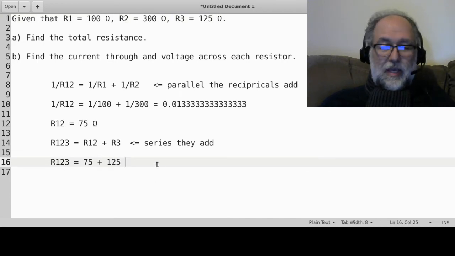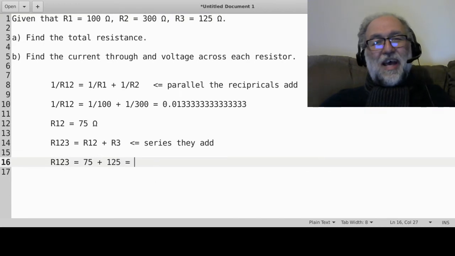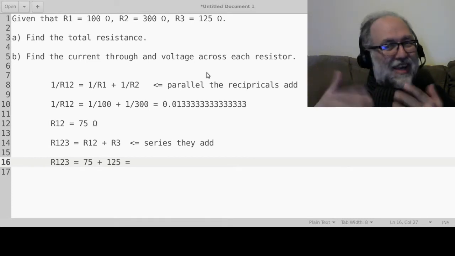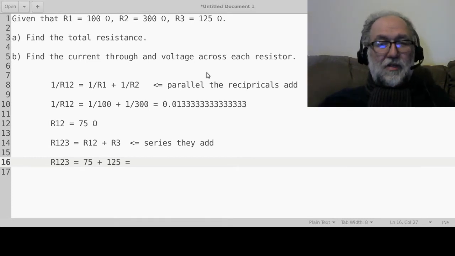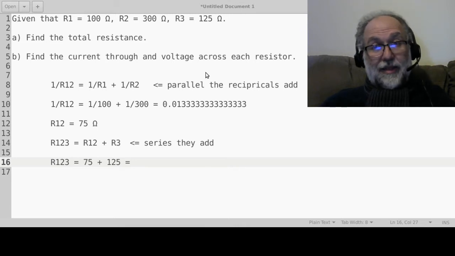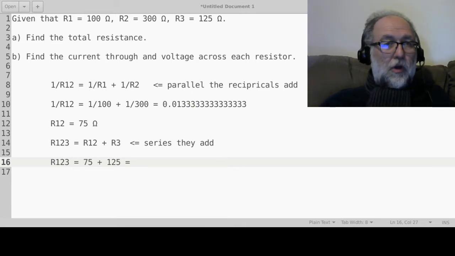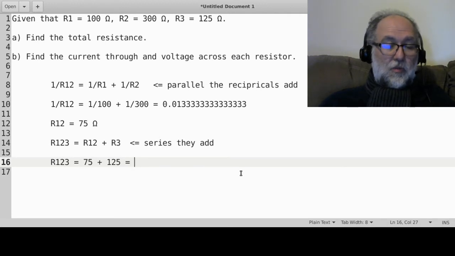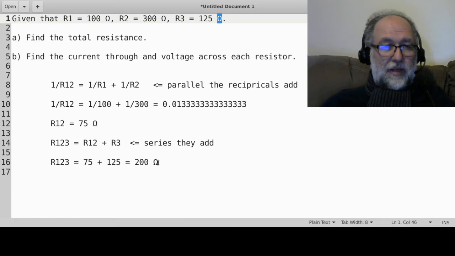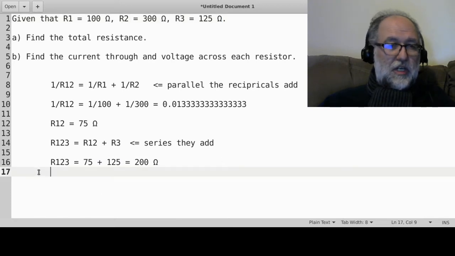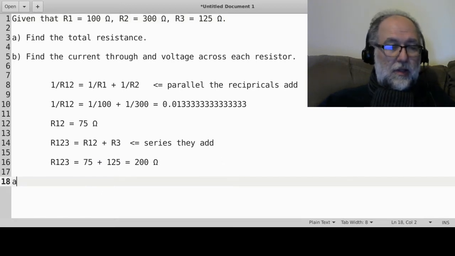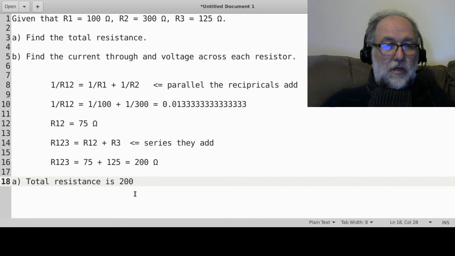By the way, this is how I make tests. I'll come up with something and then I play with the numbers as I go along. And I purposely don't solve these problems beforehand, to show you how I think them through. All right, so 75 plus 125 is 200 ohms, and there you go. There is the effective resistance. This answers question A: total resistance is 200 ohms. Great.